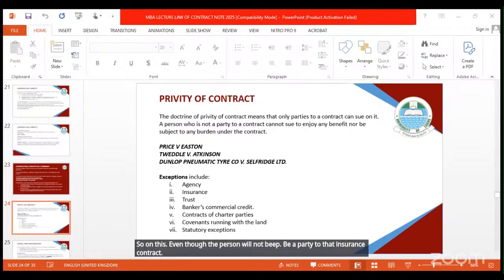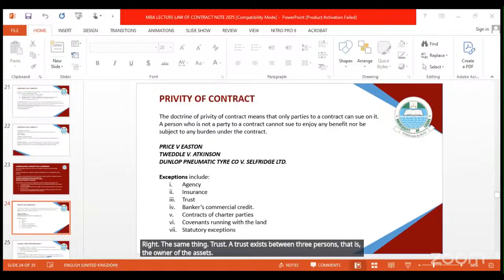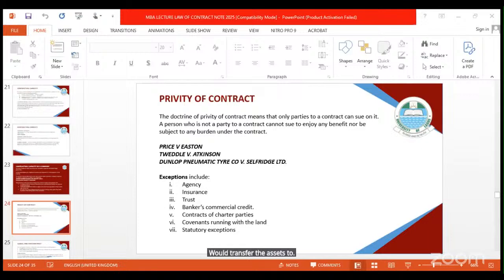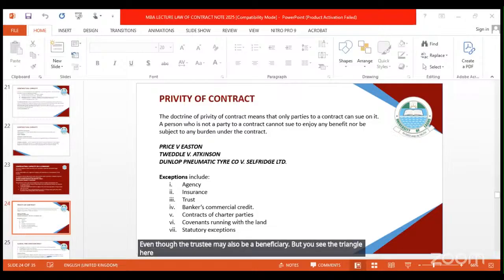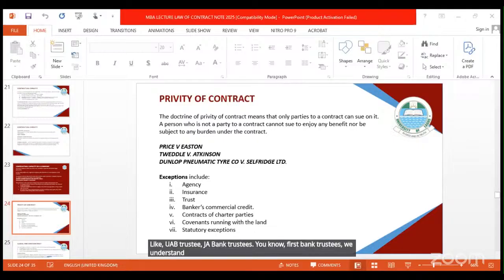It's still so, right? The same thing, a trust. A trust exists between three persons. That is, the owner of the assets will transfer the assets to another person known as the trustee. The trustee will manage that asset on behalf of the beneficiary, even though the trustee may also be a beneficiary. But you see the triangle here. The contract for managing these assets is between the owner and the trustee. So some of you that are working in trustee companies, like UBA Trustees, General Bank Trustees, First Bank Trustees, understand some of what I'm talking about here. People come and give you assets: manage these assets on my behalf.